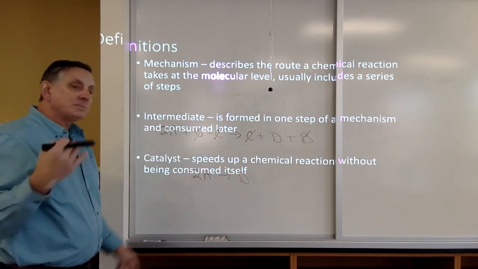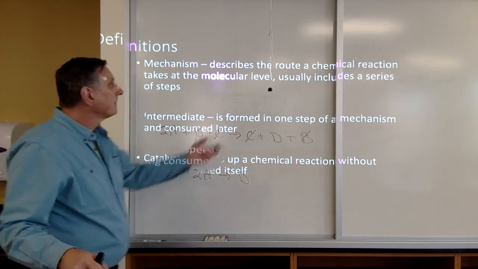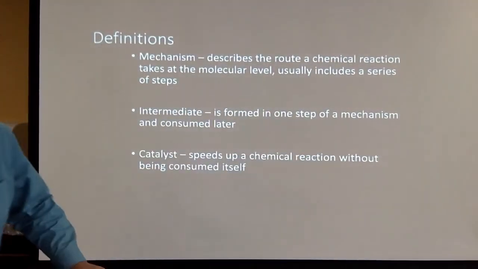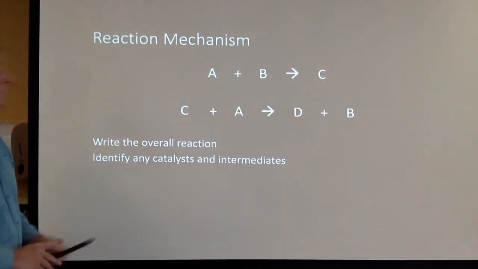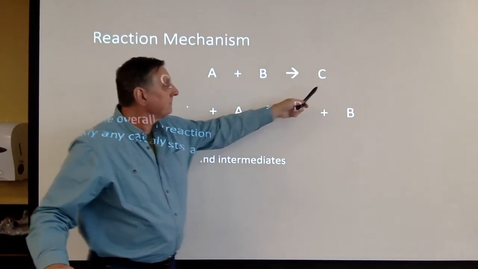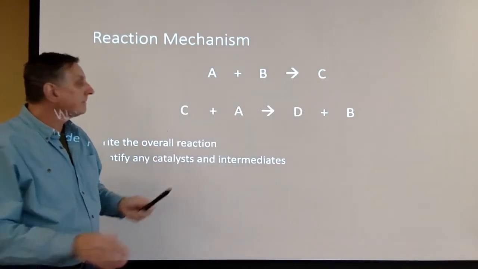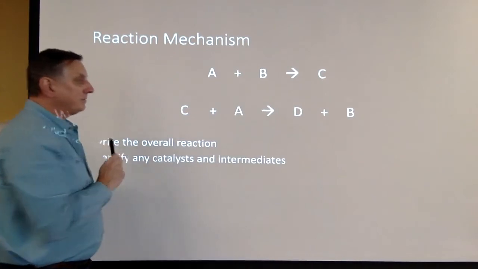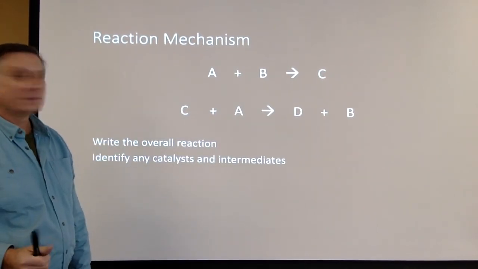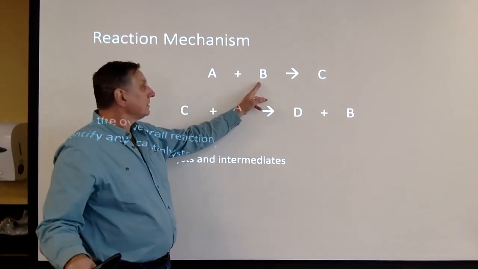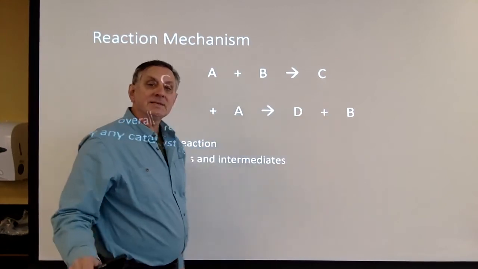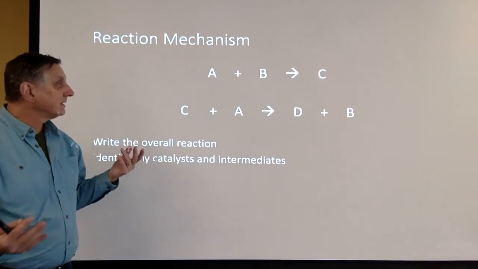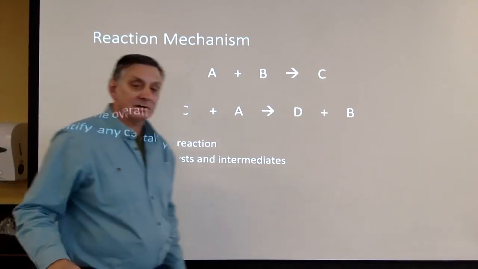A catalyst speeds up the reaction without being consumed itself. Now what that means is, it starts at the beginning and it's there at the end. So what we have here is C that is formed and then used up. C is an intermediate. We form it here, we use it up here. What about B? Is B an intermediate? No, B's there all along. B's here at the beginning, B is here at the end. B is a catalyst. And a catalyst does not appear in the overall equation.